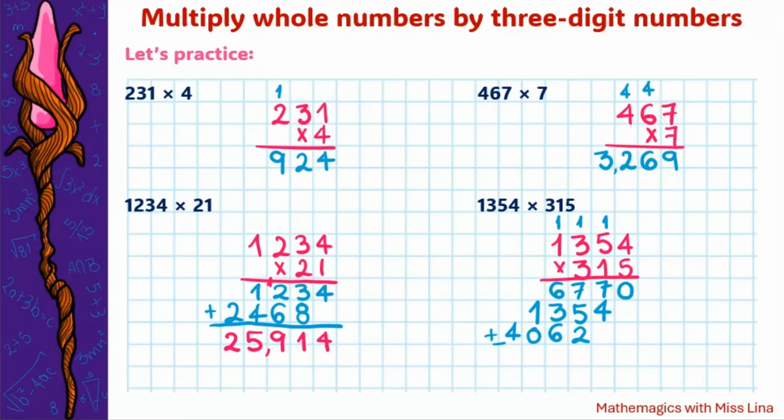And finally we do the whole addition. We bring down the 0. 7 plus 4 is 11. We carry the 1. 1 plus 7 is 8. Plus 5 is 13. Plus 2 is 15. 5 and we carry the 1. 1 plus 6 is 7. 7 plus 3 is 10. 10 plus 6 is 16. 6 and we carry the 1. 1 plus 1 is 2 and we bring down the 4. So the answer is 426,510.